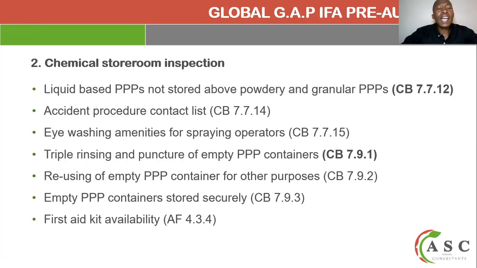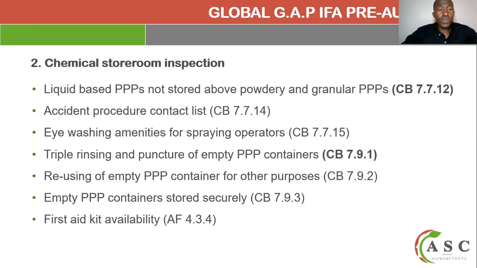Then there should be an accident procedure contact list that is conspicuously displayed, preferably outside the chemical storeroom. So this accident procedure contact list is the signage that consists of your ambulance number, your hospital, your doctor number, your police number, your fire emergency number, as well as your manager and supervisor numbers.